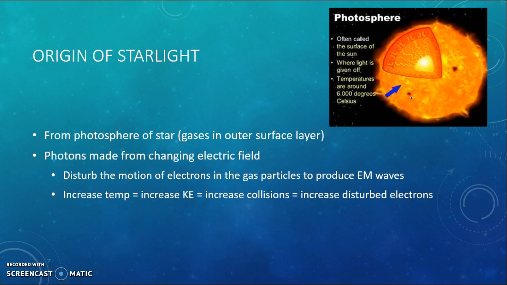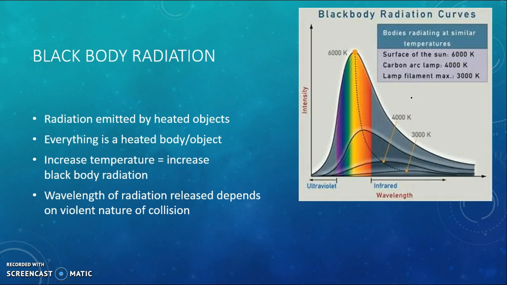And so how can you make those photons happen? How can you change the electric field? Well, you can do that by disturbing the motion of the electrons in the gas particles, and that will produce electromagnetic waves. You can also produce more photons by increasing the temperature. If you increase the temperature of a gas, you increase the kinetic energy. If you increase the kinetic energy of a gas, you increase the collisions that those gas particles have with each other. And by colliding those particles together, you can disturb the electrons, make them very unhappy.